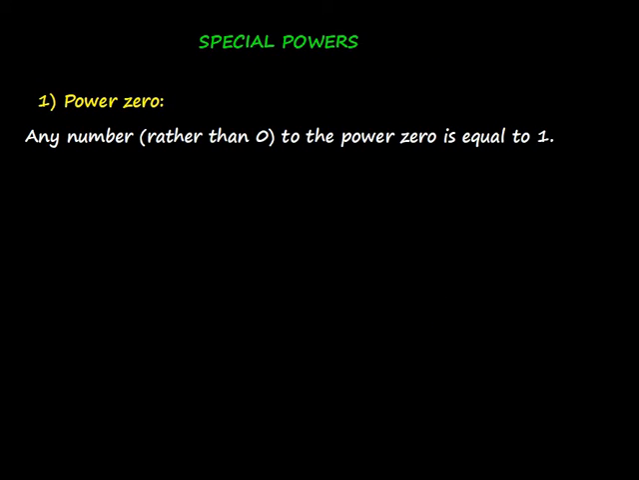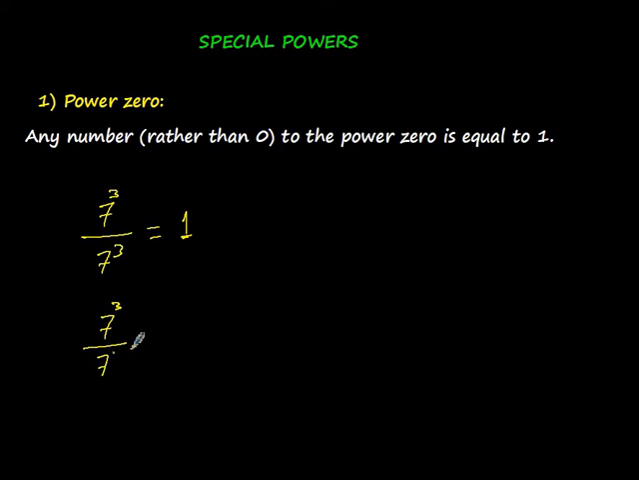And now guys, let's talk about some special powers. First, power 0. Any number other than 0 to the power of 0 equals 1. And it makes sense, but actually we can prove it. So for example, let's think about 7 to the power of 3 divided by 7 to the power of 3. We know that when you divide any number by itself, the result should be 1.